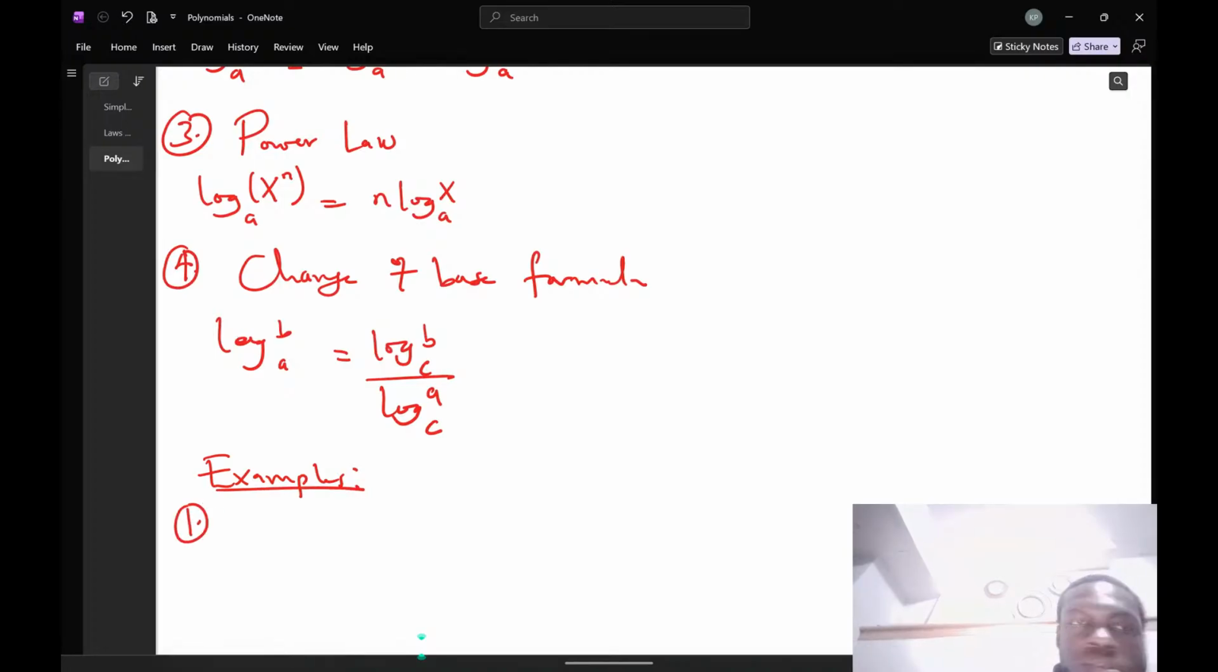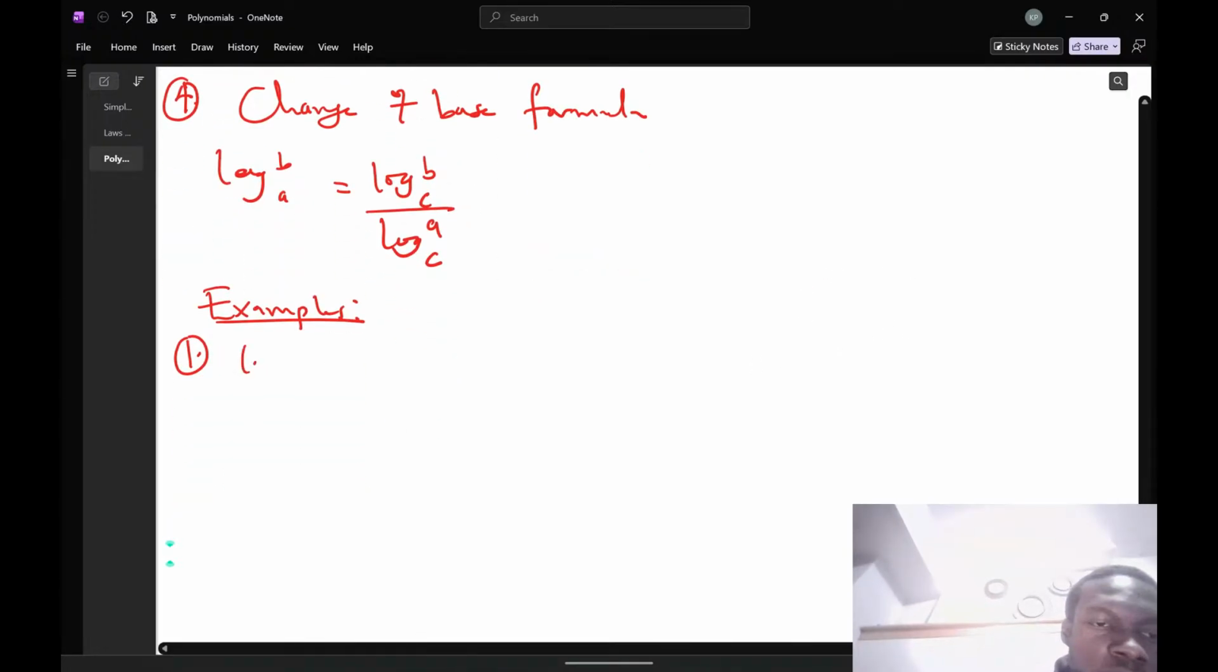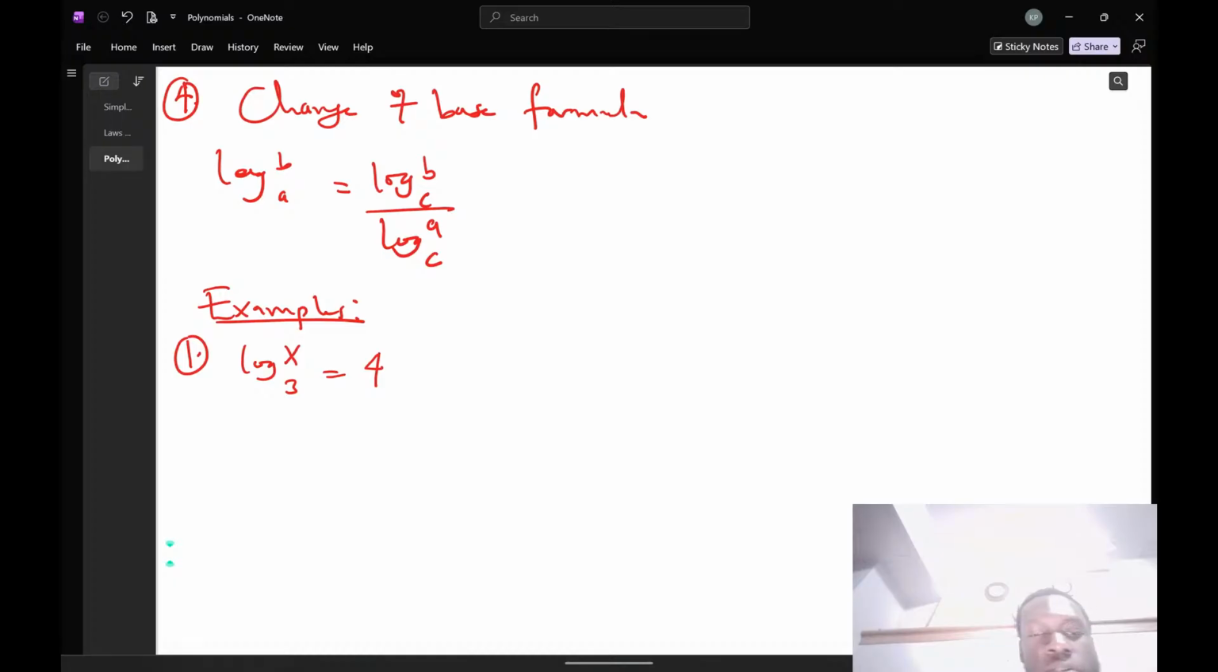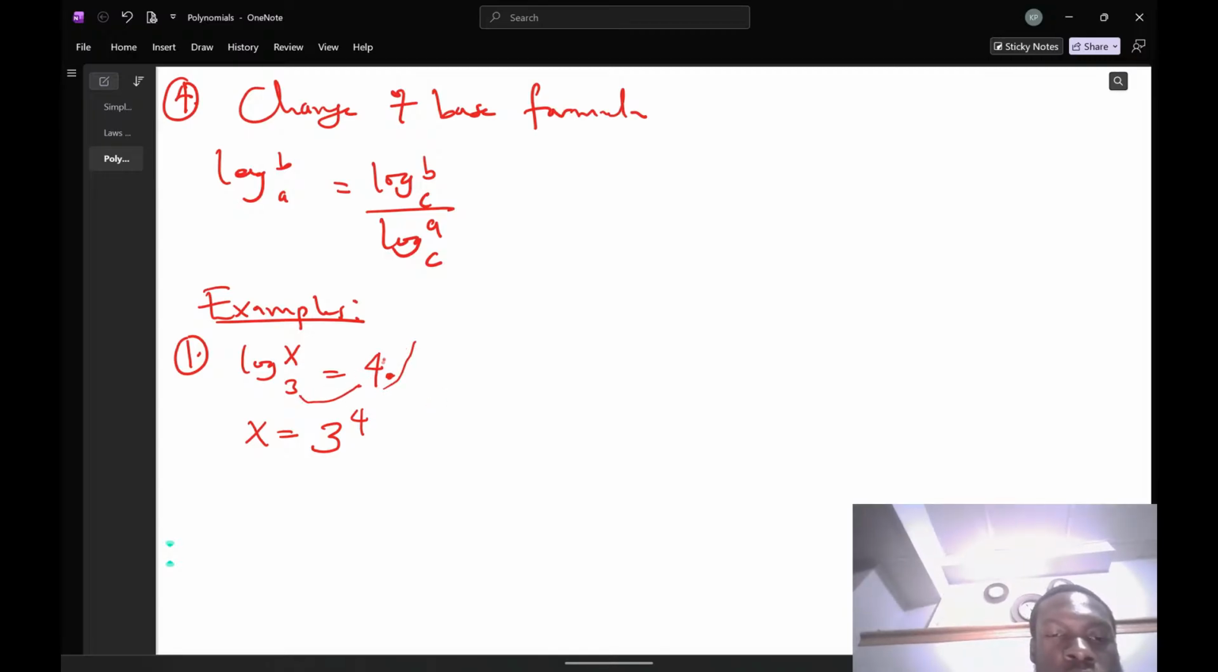The first example is log x base 3 is equal to 4. We want to find x in this question. The base will be the number being raised, and the number on the other side of the equal sign will be the exponent or power. So I'm going to write it like this: x is equal to 3 raised to power 4. This one goes up and this one goes up, but when we write it out, one will be up and one down. So that equals 3 raised to power 4.